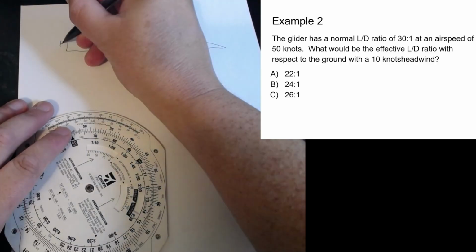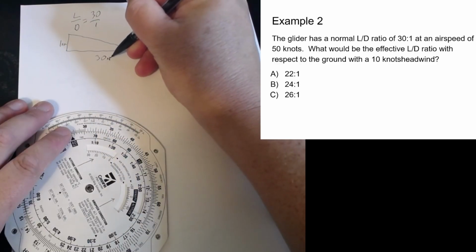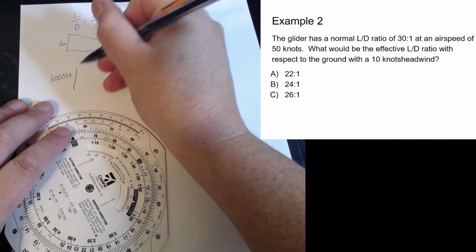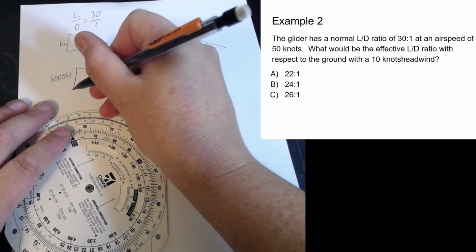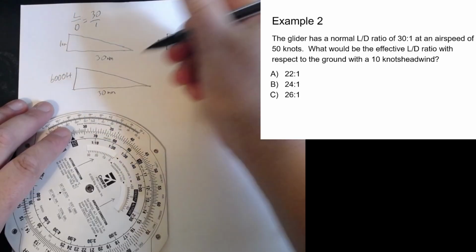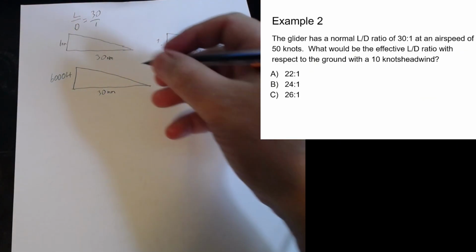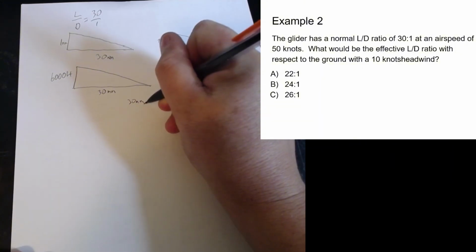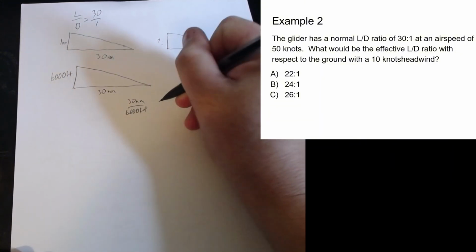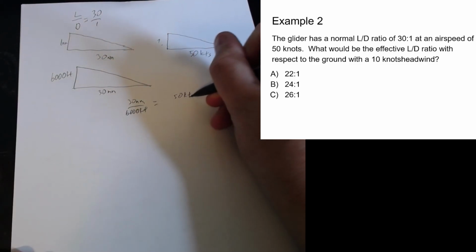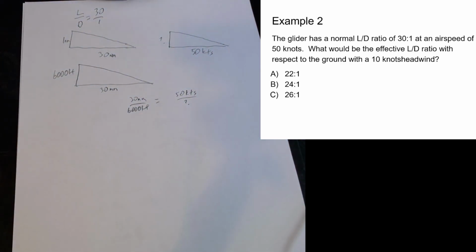Again, we could say that that's 30 nautical miles to every 1 nautical mile. But of course, nautical miles are not particularly useful. Our altimeter isn't read in nautical miles, it's read in feet. So let's change that to 6,000 feet. Okay. And then we just set up our L/D equations. 30 nautical miles for every 6,000 feet equals, okay, 50 knots over question mark. And then we could just easily solve for that.